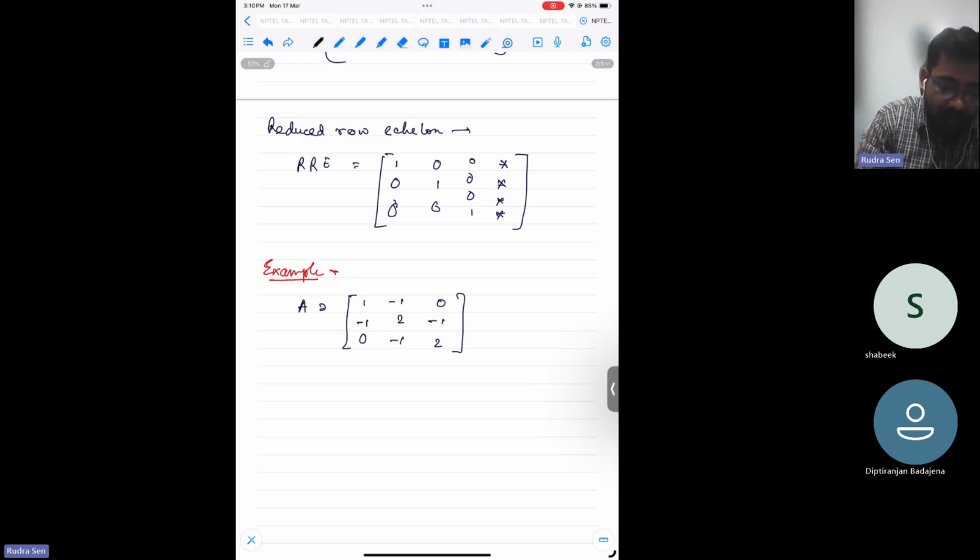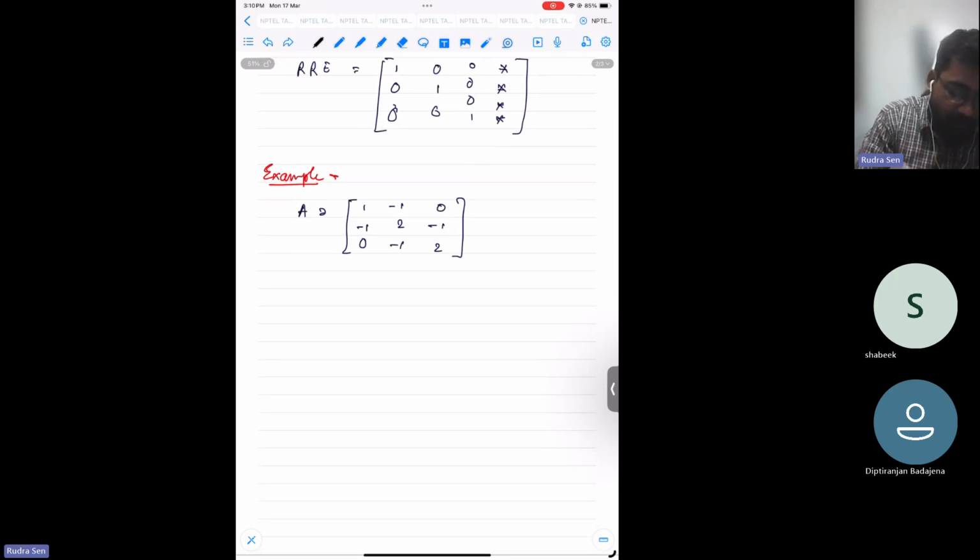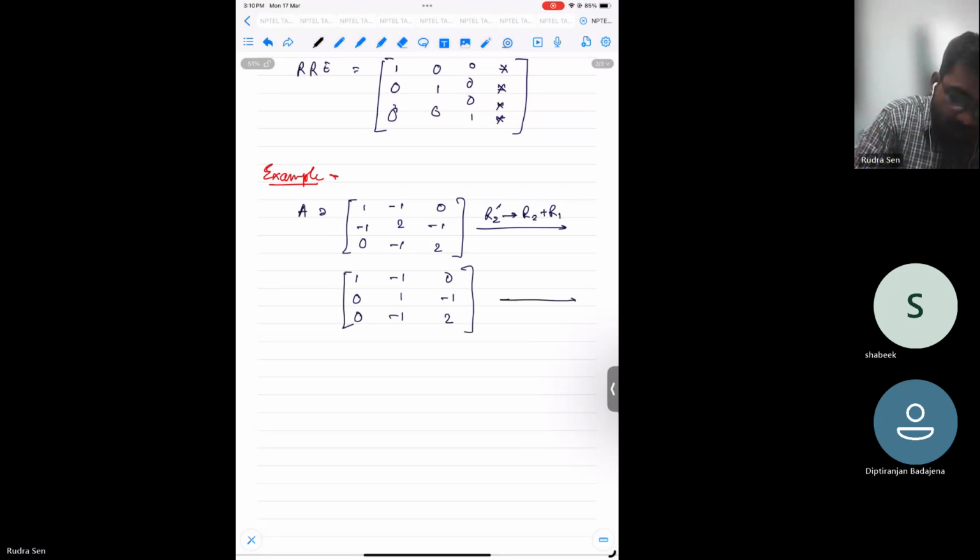So I have something like this matrix, and I need to make it into reduced row echelon form. First I need to change R2, so it's R2 plus R1. I do not need to do anything about R3. So we get 0, 1, minus 1, 0, minus 1, 2.